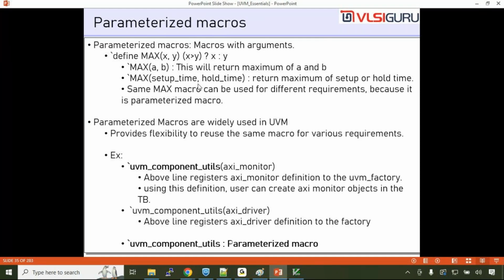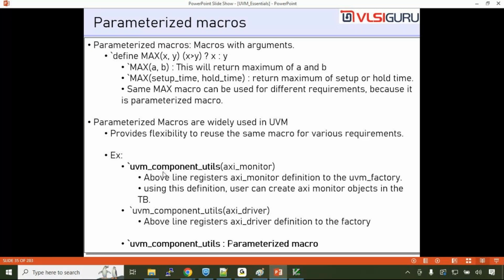So parameterized macros are widely used in UVM. They provide flexibility to reuse the same macro for different requirements. For example, we have a macro by the name UVM component utils. This highlighted word is the macro. How many parameters are there? How many arguments are there for it? Only one argument. What is the argument I'm passing? X underscore monitor.